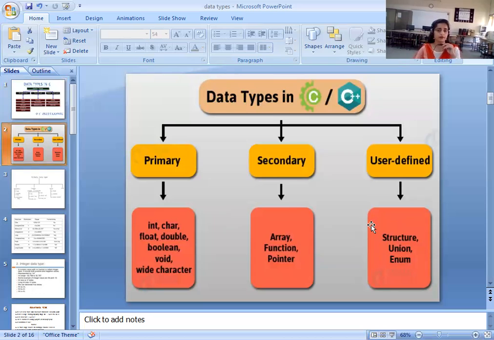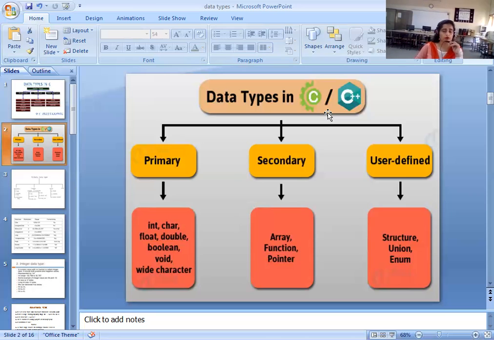That is the primary data, in which we are having integer, character, float, double, and all these data. Then the secondary type of data: arrays, functions, pointers. And the third one is the user defined data, that is the structure, union, and enumerated data, right? So these are the basic main types of data that we are to use in our C language programming.